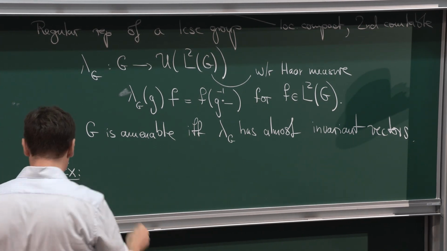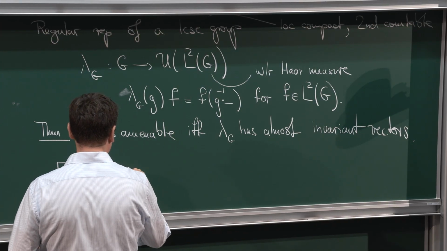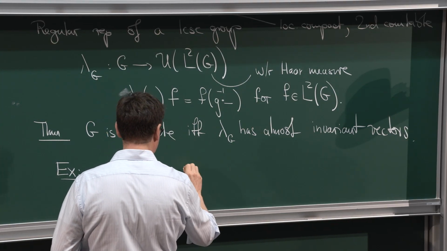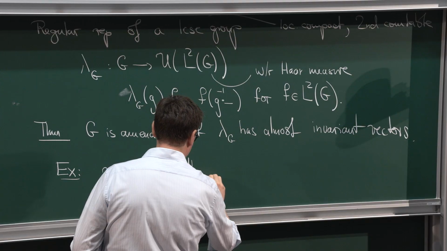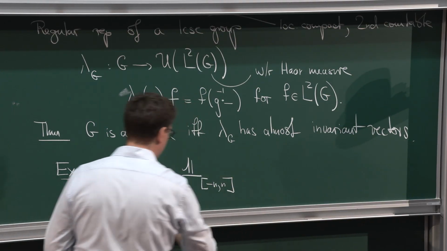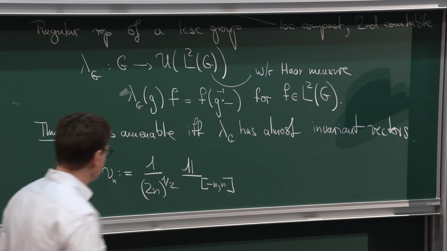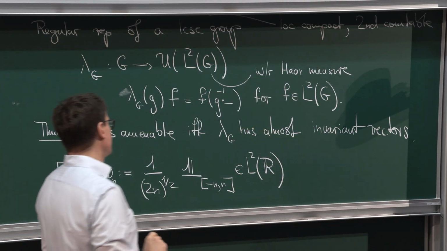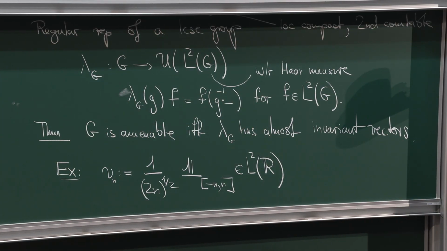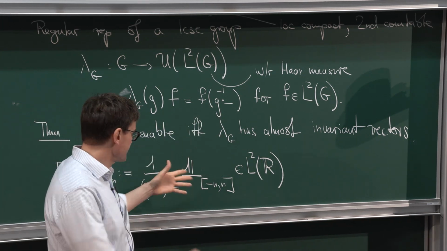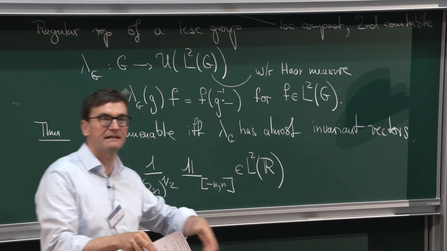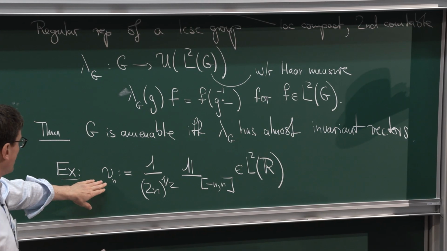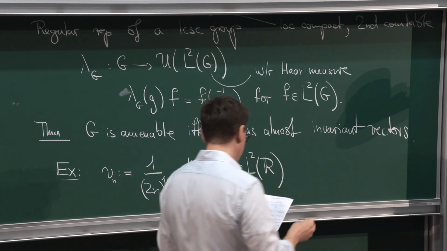Somehow, I won't prove this in this generality, but if you take, for example, just R as an additive group, then it's very easy to see that the following set of L2 functions works, where you have to choose the normalization correctly, and then you just take the characteristic function on larger and larger intervals. And these functions become more and more invariant, because if you apply a group element in R, you just shift this characteristic function a little bit. It has a large overlap with this characteristic function, and that gives you the almost invariance of this sequence.